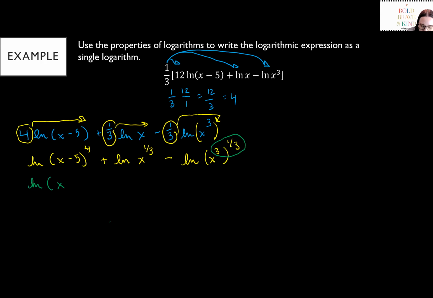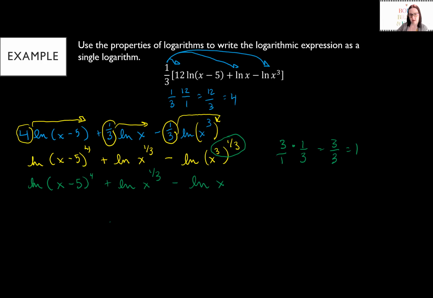We have natural log of x minus 5 to the 4th plus the natural log of x to the 1/3 minus natural log of x, because that 1/3 on that exponent of 3 are going to cancel out. So it's 3 times 1/3, that's 3 over 1. You have 3 over 3, which is equal to 1. So it just cancels it. So sometimes you need to do some simplifying along the way when you have things that you can multiply.